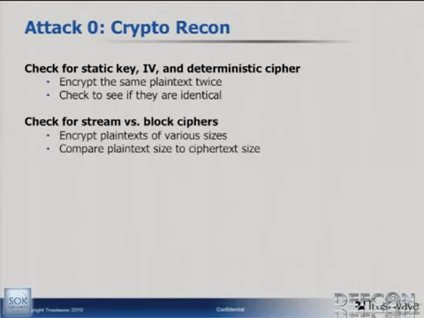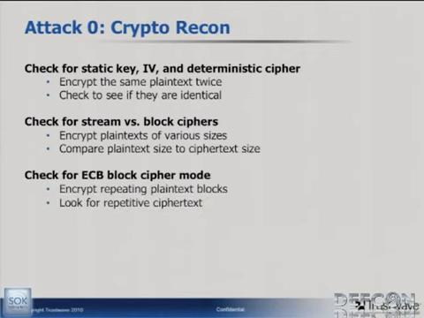You can also check for stream versus block ciphers. This is pretty easy to tell. So you can encrypt some piece of plain text, and if the size is dependent on the size of the plain text divided by 8 or 16 or something like that, then it's a block cipher. And if it just grows with the plain text, no matter how many bytes you're tacking onto the end of it, a linear relationship, you have a stream cipher.